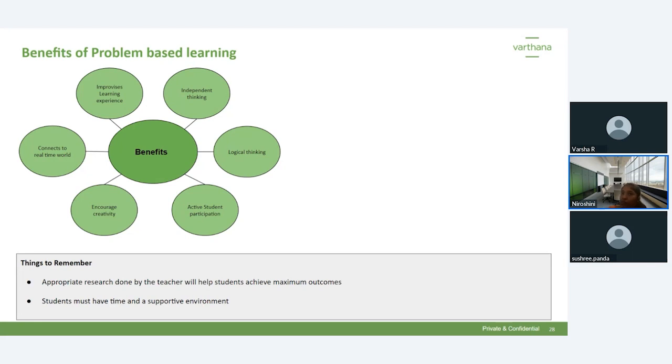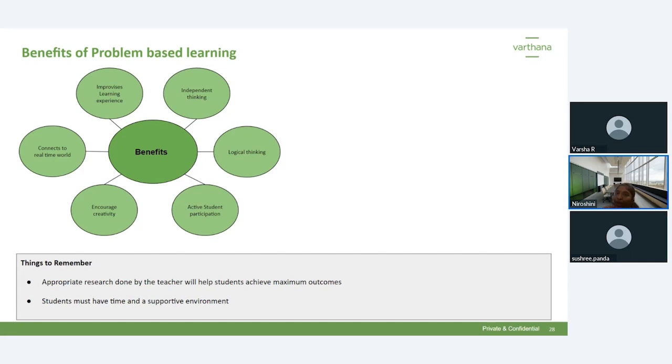So student participation is very active in this model, and as I mentioned, it encourages a lot of creativity and it connects them to the real world, because a lot of facts they read from the book. They also need to stay updated on what is happening in the outside world, and it improves the learning process because it's an active learning method.